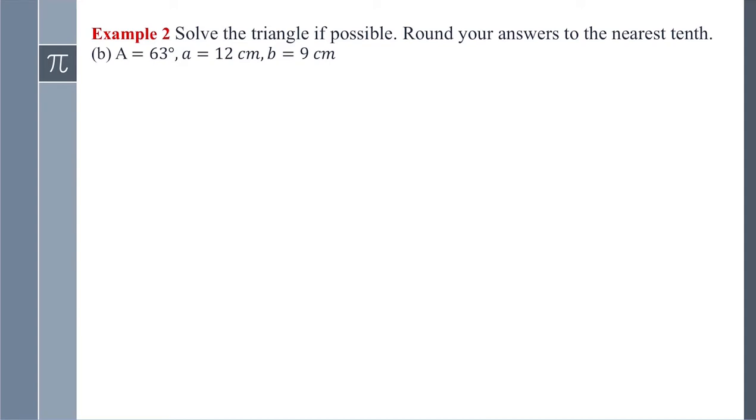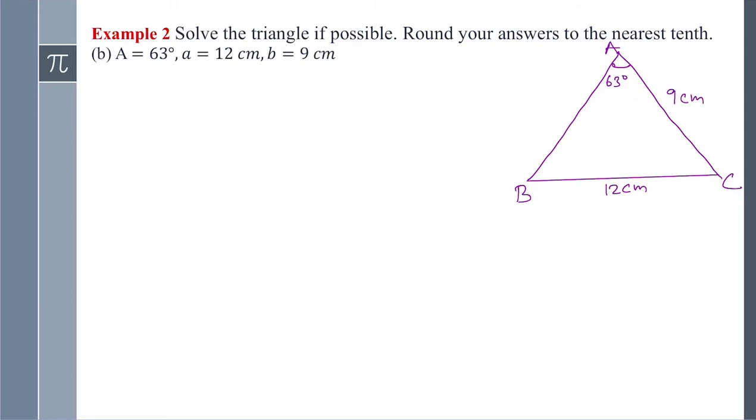Now let's look at another example. Let's go ahead and draw the triangle. Again, we'll just label A, B, and C, and then put in the given values. Angle A is given as 63 degrees. Angle B is not given, C is not given, side a is given as 12 centimeters, side b is given as 9 centimeters, and side c is unknown. So again, let's write the law of sines, put in the given values, and start solving this one.